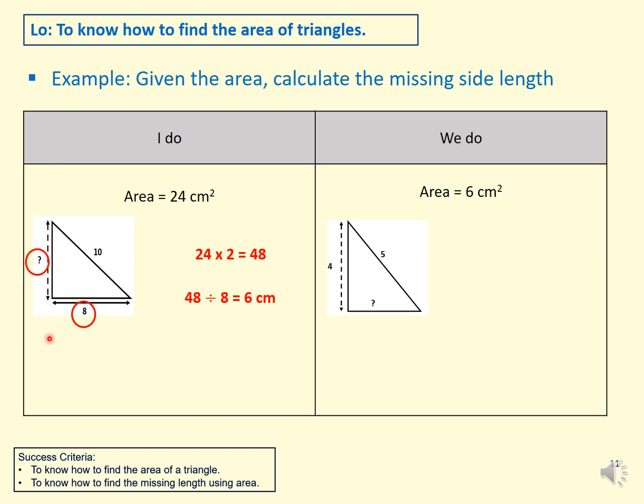The whole thing that's happening, as I said, is when you have the area and you want to find the missing length, you need to just go backward from the time that you find the area. So for finding area, you times base and perpendicular height and then half it. So now that you have the area, and you want to find the missing length, you times by 2 instead of halving, and then you divide by one of the lengths that you have to find the other one. Pause the video and have a go at this video question.